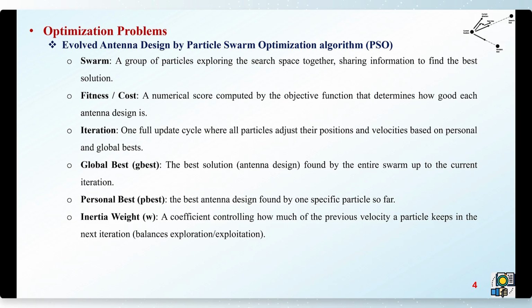Iteration is a full update cycle where particles adjust their positions and velocities based on personal and global bests. Global best, or G-best, is the best solution, or the antenna design, found by the entire swarm up to the current iteration. Personal best, or P-best, is the best antenna design found by one specific particle so far. Inertia weight, or W, is a coefficient controlling how much of the previous velocity a particle keeps in the next iteration, which is a balance between exploration and exploitation.